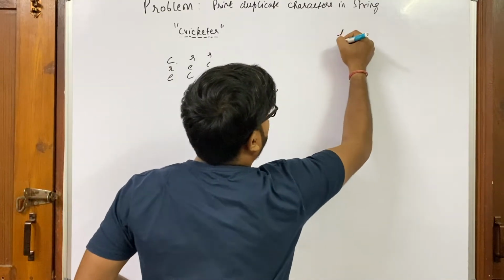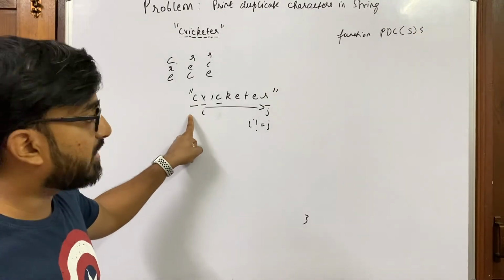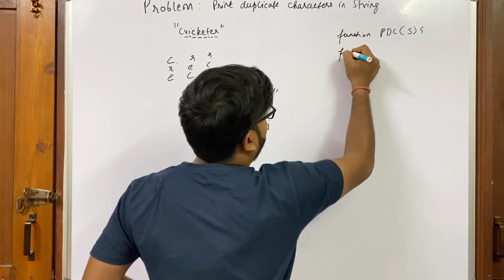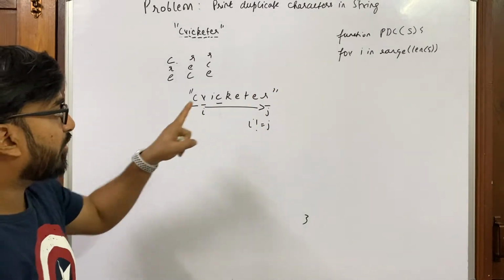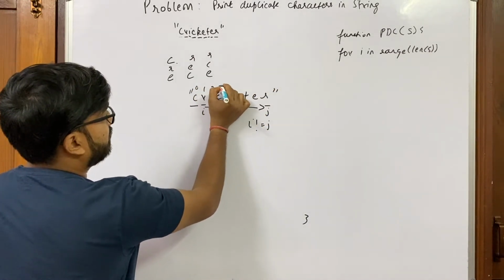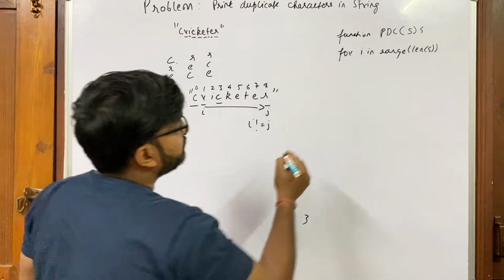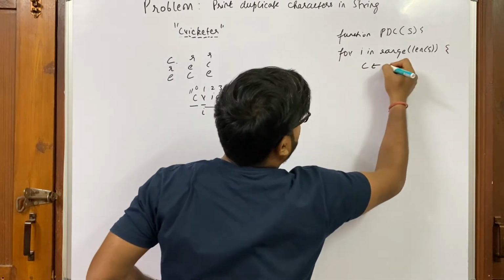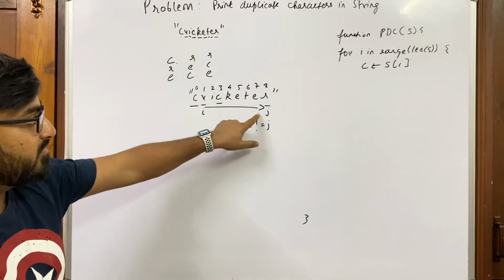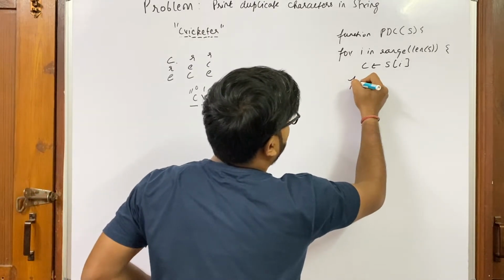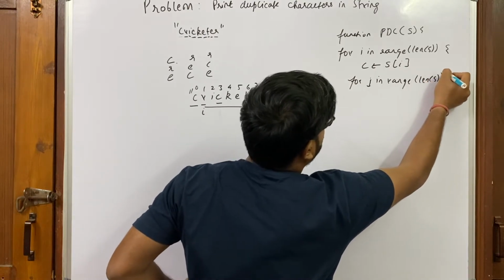So I define a function print duplicate characters, which takes a string S. First thing you have to do is iterate from left to right, so I use for i in range length of S. Basically I will consider all indices of this string, so in this case 0 to 8. You pick up the character at the ith index, you say c is the character at the ith index of S. Then you have to check if there is another index j where this c appears. So you say for j in range length of S. There's another for loop inside.